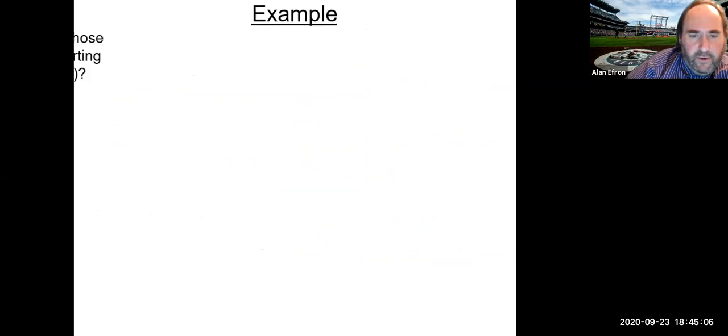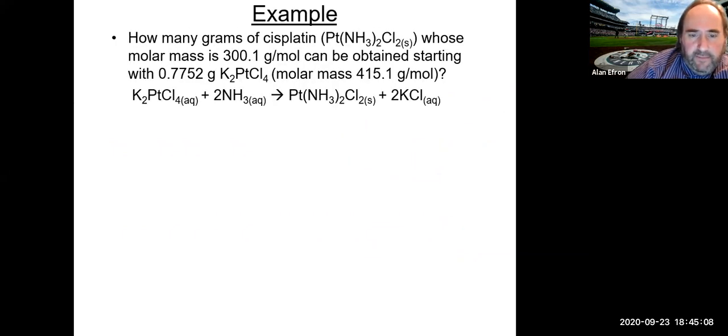So why don't you try one other one here and see what you come up with. We're looking for how many grams of cisplatin in this one. Scary formulas. They did give you the molar mass of each of these, like you would get from the periodic table, so you don't have to worry about it. That's pretty good. So see what you come up with.